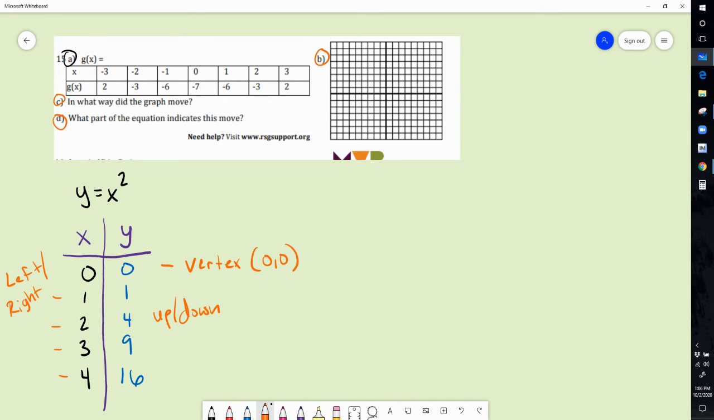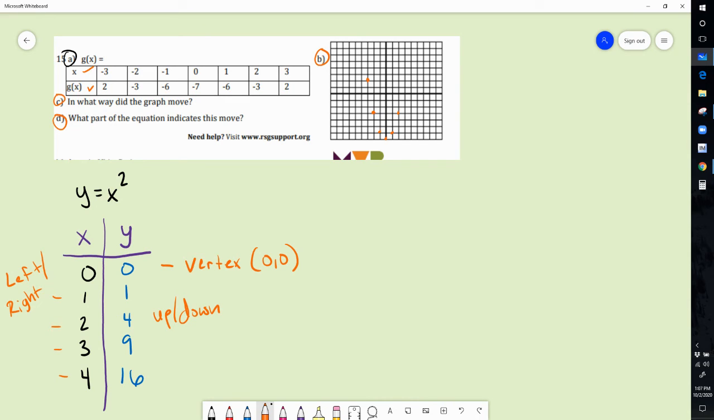The very first thing I would do before I did anything else is go ahead and plot these points. So you have X here and Y here. You can just go ahead and start plotting the points. -3, +2, put a point. -2, -3, put a point. -1, -6, right there. And then there's your next point, and so forth, right? So I'll just go ahead and finish plotting these points.